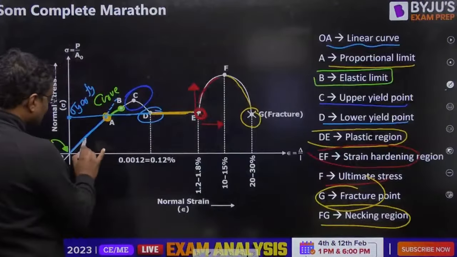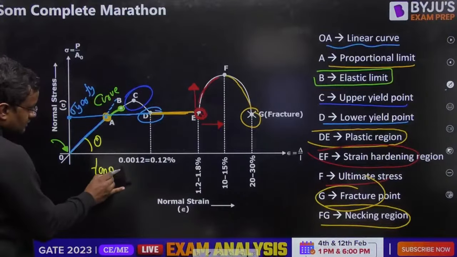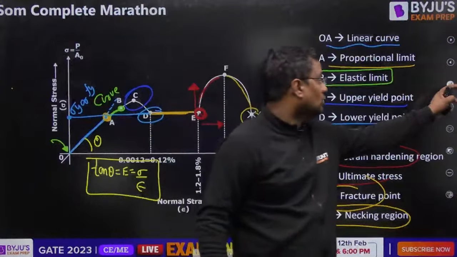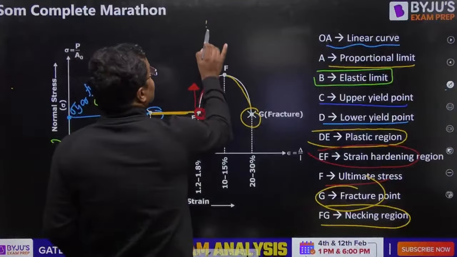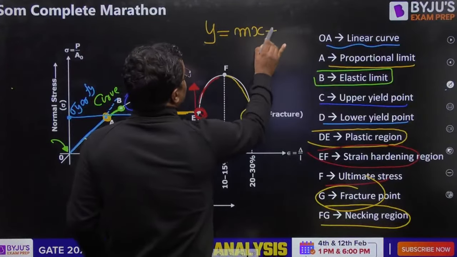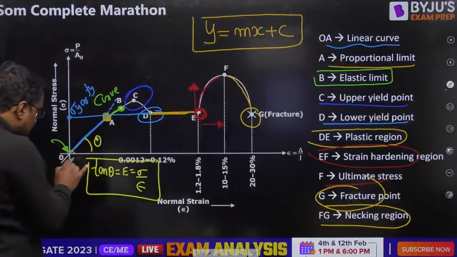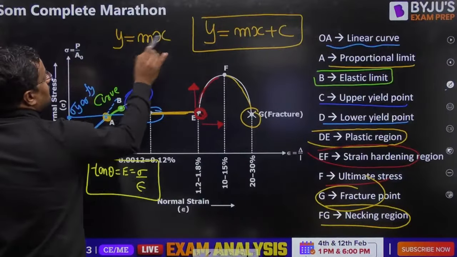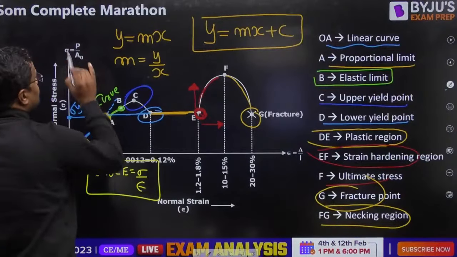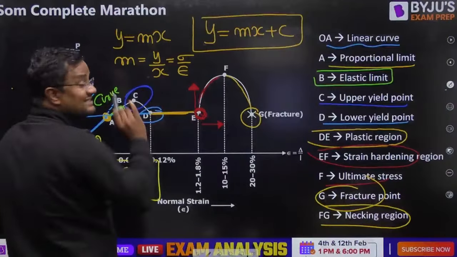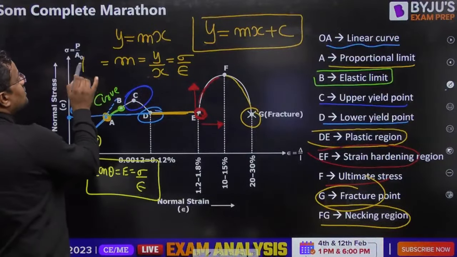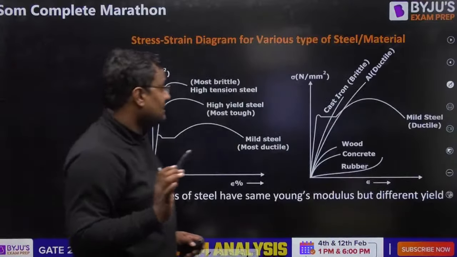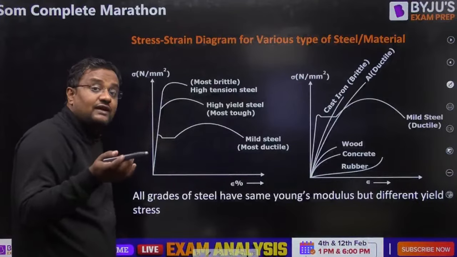Let me tell you one more important point here. The initial slope theta is Young's modulus, stress by strain. Why? Can anybody prove this? Let me tell you. What is the equation of a straight line? y is equal to mx plus c. If that line passes through the origin, at x equal to 0, y is equal to 0, so c is equal to 0. y is equal to mx, m is equal to y by x. What is y here? Stress. What is the x-axis here? Strain. So stress by strain is m, that is the slope. Slope is tan theta. And what is stress by strain? Young's modulus.